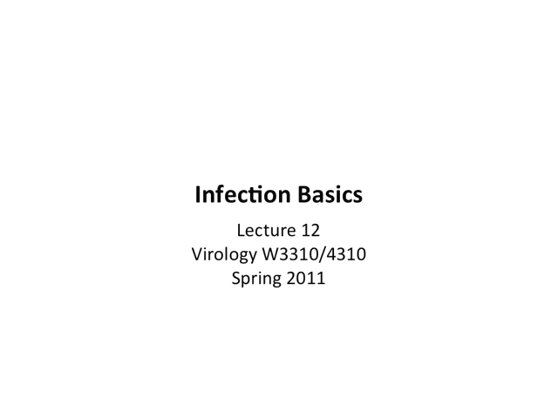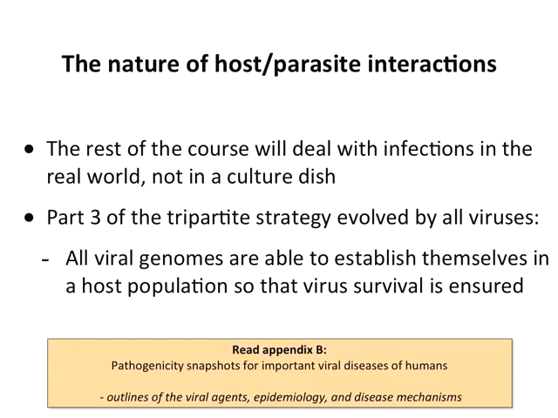Today we're going to start talking about infection of organisms, not just cells. So we're going to look at some of the principles of pathogenesis. The rest of the course will deal with this aspect of how viruses infect you. So we're going to talk about infections in the real world, not in a culture dish. And this actually refers to part 3 of the tripartite strategy, which we talked about way in the beginning. That is, all viral genomes are able to establish themselves in a host population so that the viruses can keep going on and on and on.